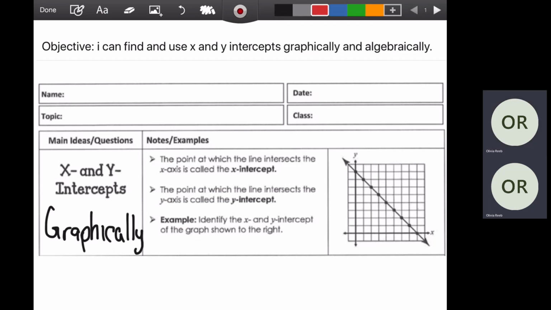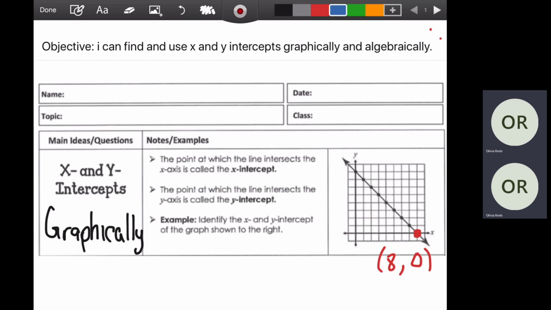So for example, we're going to identify the x and y intercept. My x-axis is usually labeled with an x, or you know that it's the axis going left and right. In this case, my x-axis is right here. And my x-intercept is where the line crosses my x-axis. That is right here. I'm just going to make it a little bit easier to see. Boom, right there, x-intercept. And that is at the point (8, 0).